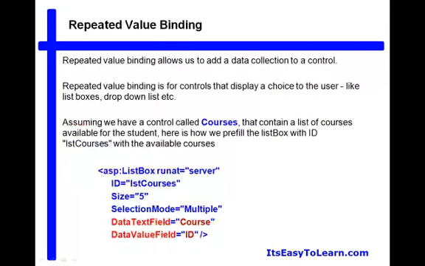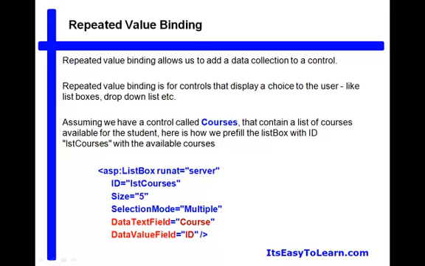Repeated value binding allows us to add a data collection to a control. Repeated value binding is for those controls that display a choice to the user, like list boxes, drop-down lists, etc. Let us assume we have a control called courses that will contain a list of courses available to the student. Here is how we populate the list box with the available courses from the database.